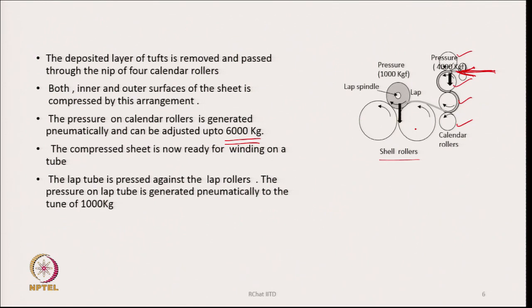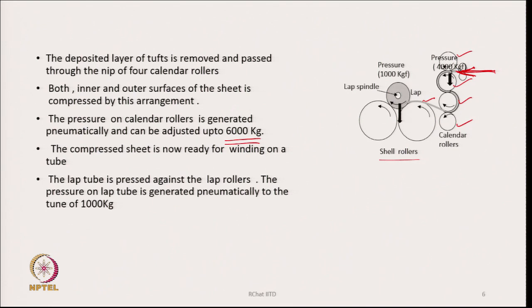also moves at a constant rate, in the sense that the rotational speed of the lap will change and the diameter of the lap will increase, but the circumferential speed of the lap will remain constant, because the drive is friction drive from the shell rollers, and hence the sheet of lap here is not going to break.